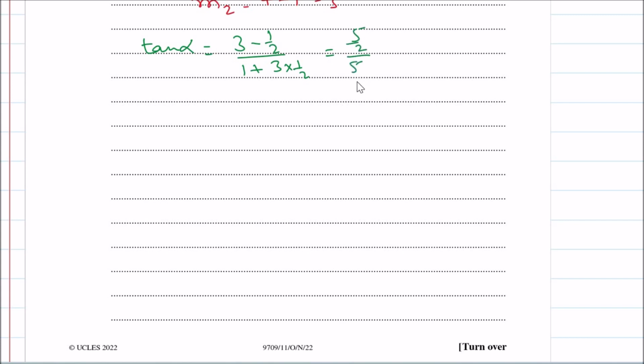Now let's put the values in the formula I wrote up here. Tan alpha is equal to m2 minus m1, that means 3 minus half, divided by 1 plus 3 into half. So that gives us 5 by 2 over 5 by 2. So alpha is equal to tan inverse 1, so alpha equals 45 degrees. This is the answer.